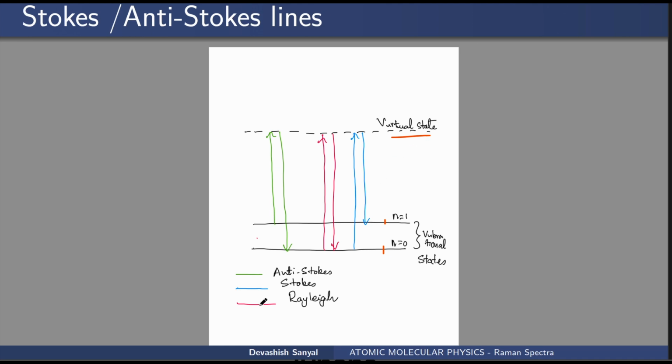The red line denotes Rayleigh scattering. From the n is equal to 0 state, the molecule goes to the virtual state and again falls back to the n is equal to 0 state. So there is no change in energy. This is what is observed. This has no change in frequency and is called the Rayleigh line.